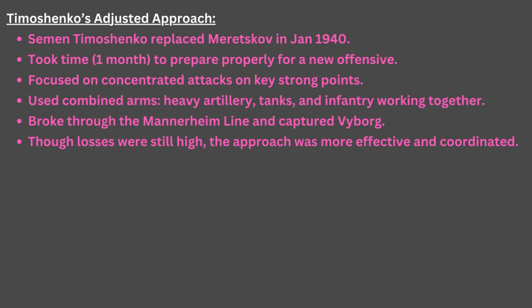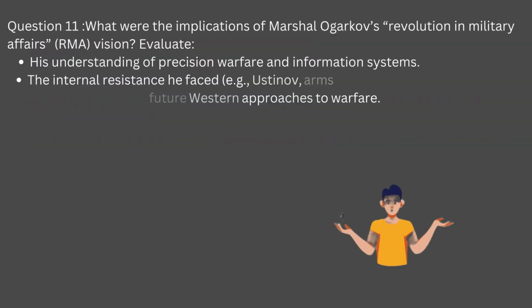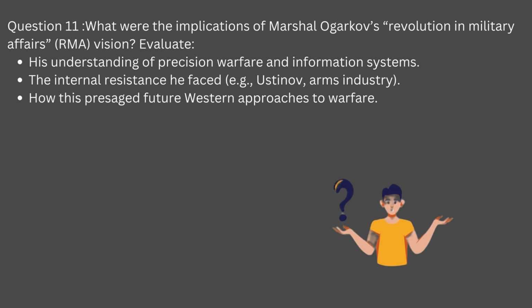Next up is the final question for this video, question 11, which states, what were the implications of Marshal Ogarkov's revolution in military affairs, RMA, vision? Evaluate his understanding of precision warfare and information systems. The internal resistance he faced, example, Ustinov, arms industry. How this presaged future Western approaches to warfare.